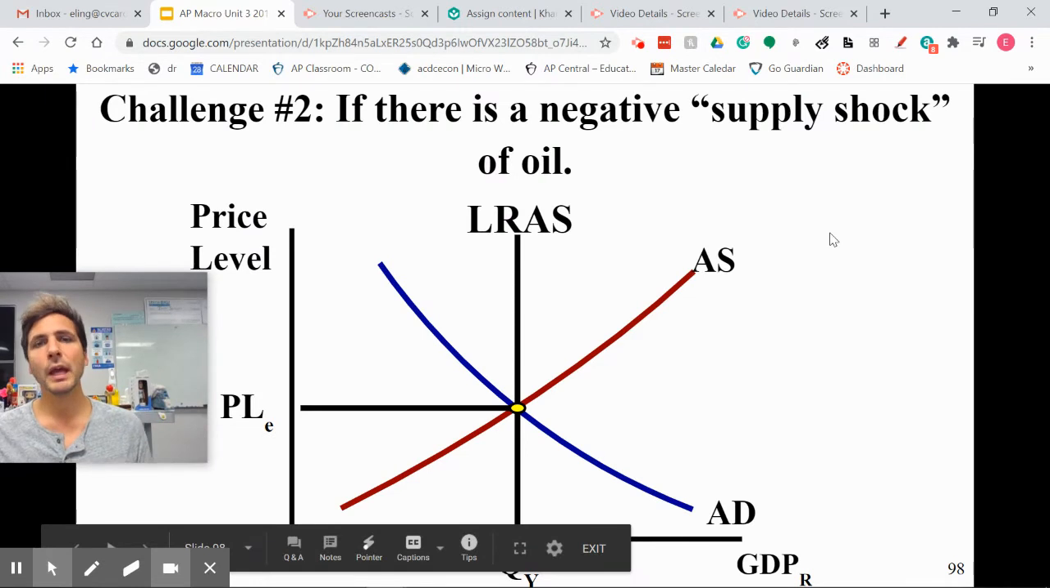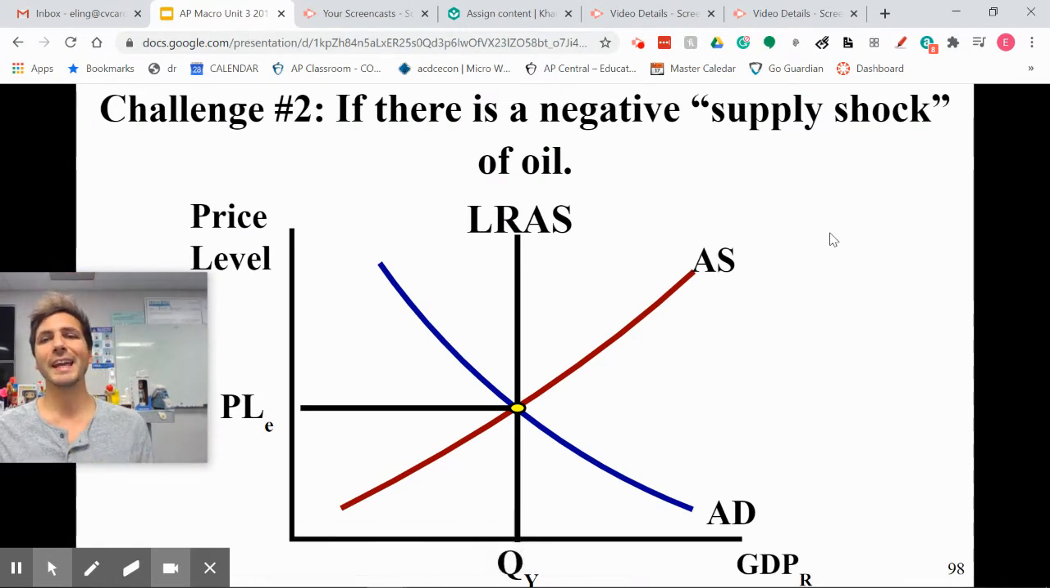Let's try the next one. Challenge number two, there is a negative supply shock of oil. Now, I use this language on purpose. Supply shock, College Board loves to say this. What does it mean? Shock just means it's unanticipated.